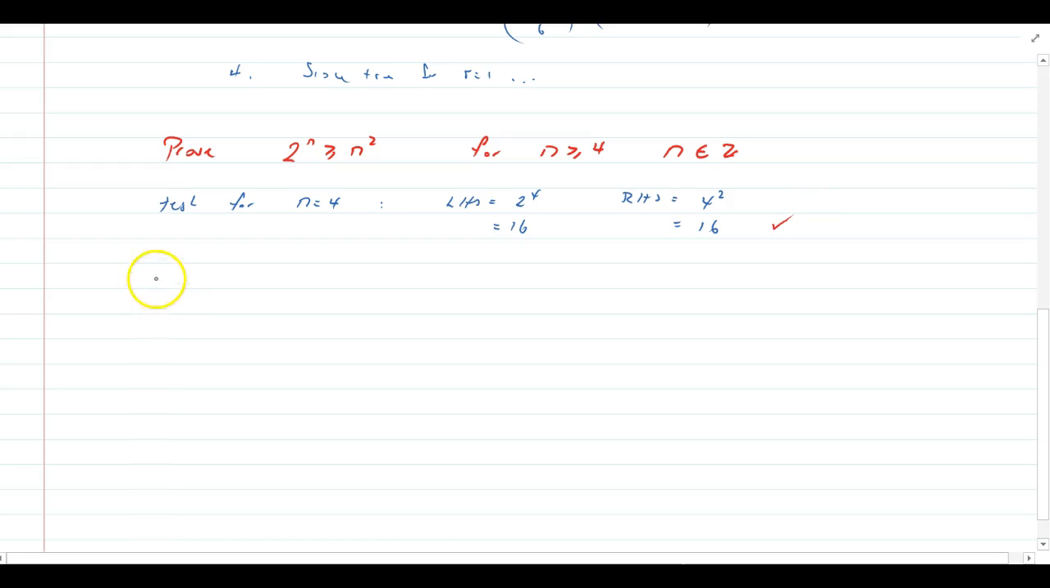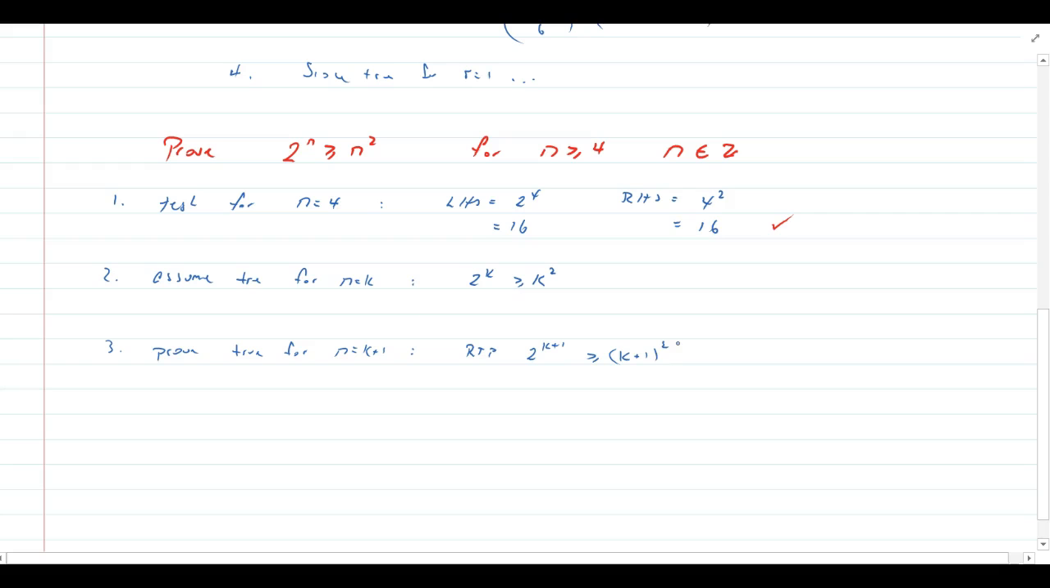We then go to our assumption case. So we assume true for n equals k. So now we're saying that 2 to the power of k is greater than or equal to k squared. We're going to assume that, and then we're going to prove, step 3, prove true for n equals k plus 1. So our required to prove is that 2 to the k plus 1 is greater than or equal to k plus 1 squared.